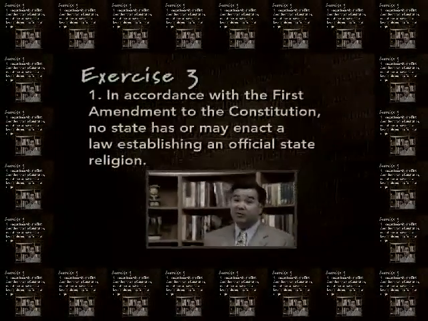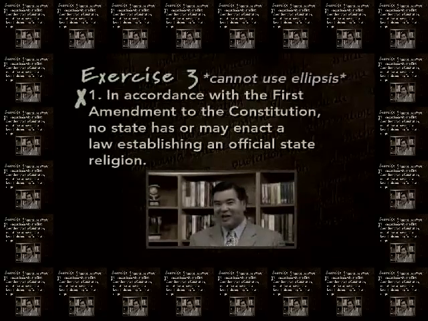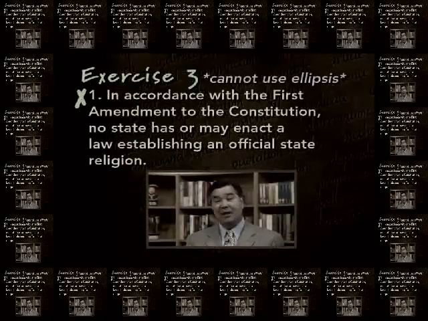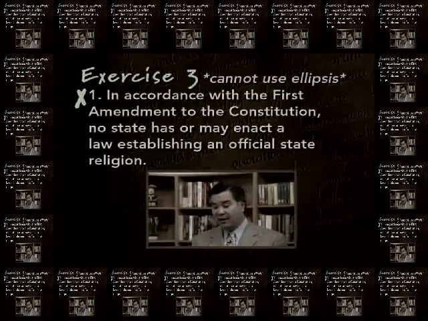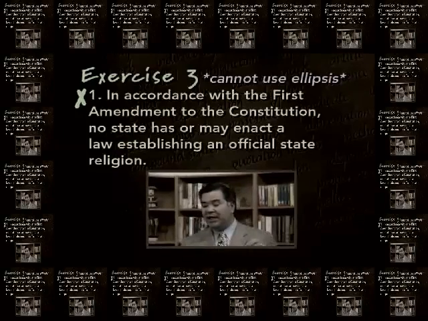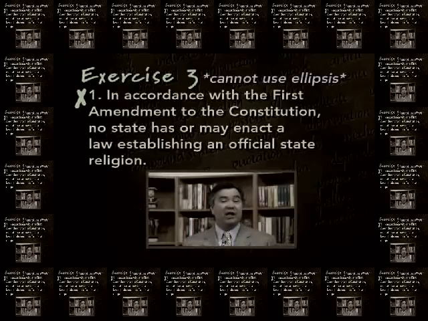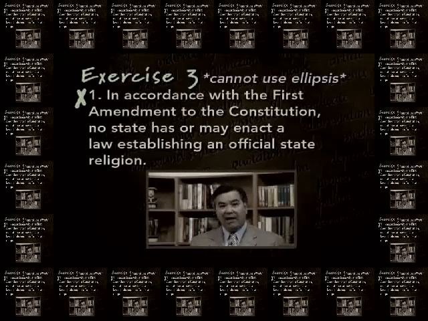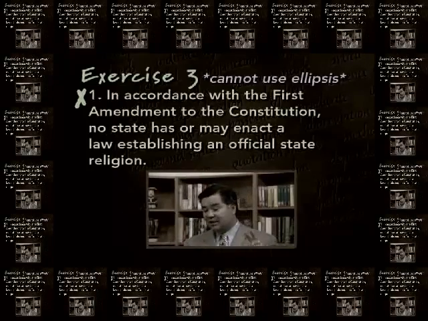In our first sentence, the author is trying to use a very simple form of ellipsis, and yet he's gotten it wrong, which shows just how tricky ellipsis can be. Let's think about the different ideas the author is trying to convey here. "In accordance with the First Amendment to the Constitution, no state has or may enact a law establishing an official state religion." Okay, the author is talking about the First Amendment to the Constitution and is saying that as a result, two things have happened.